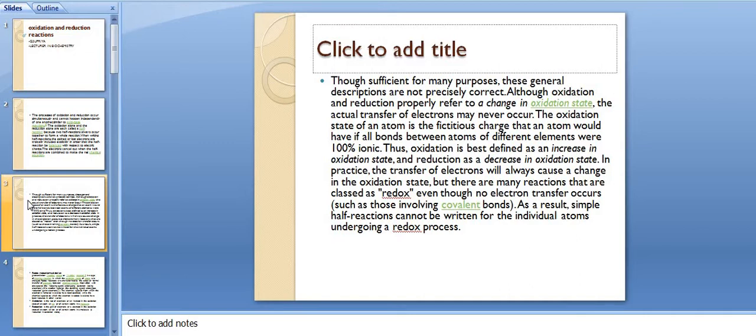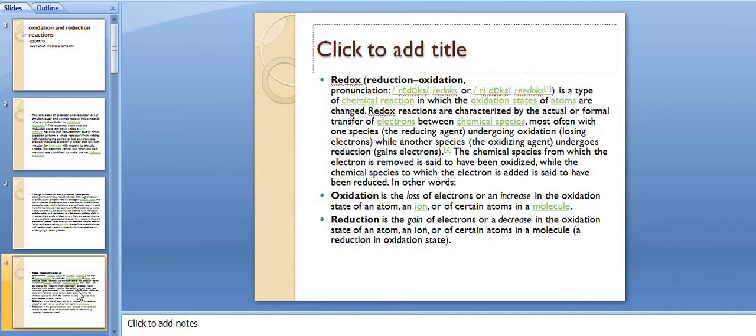As a result, simple half reactions cannot be written for the individual atoms undergoing a redox process.